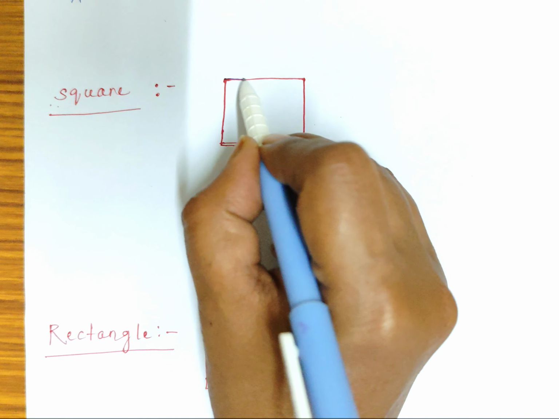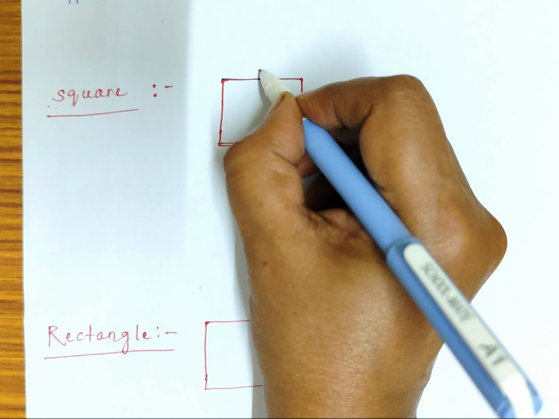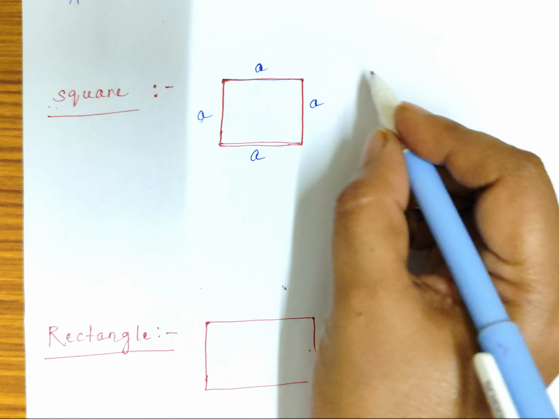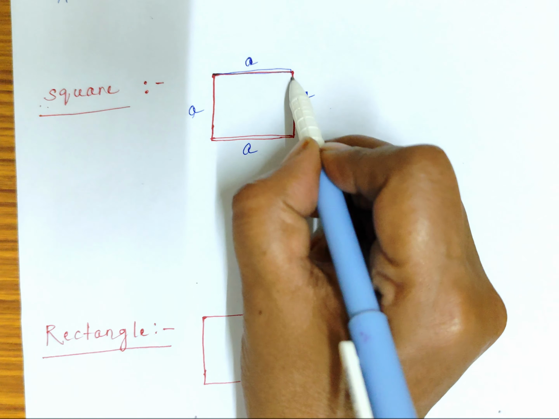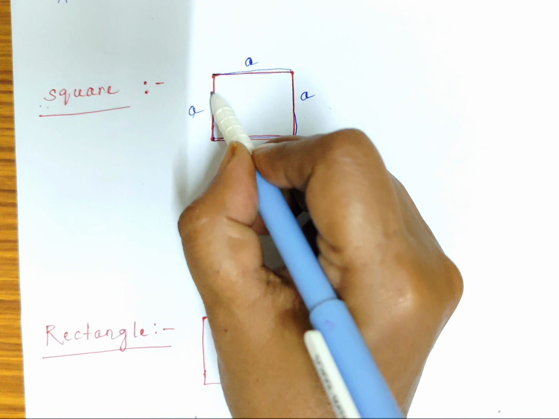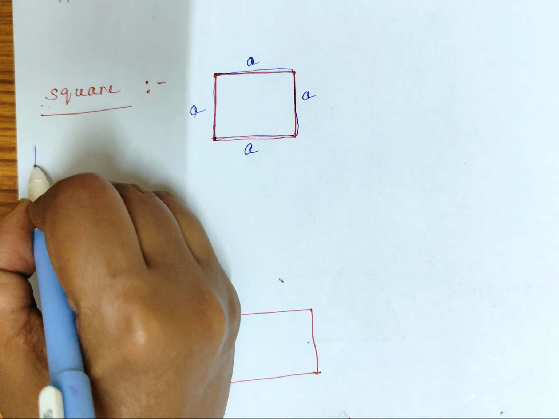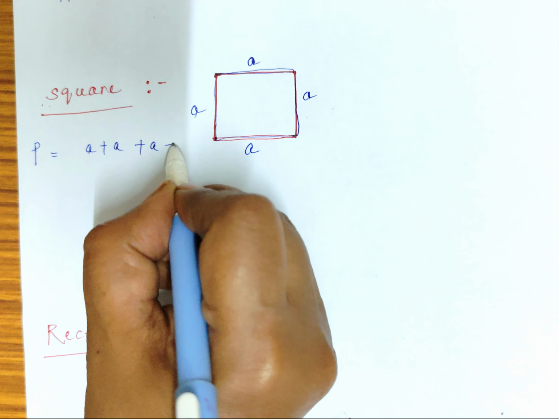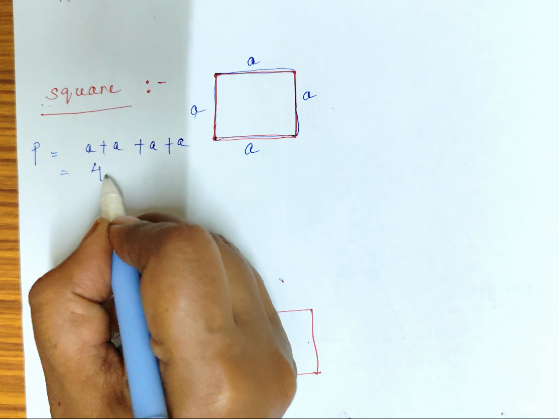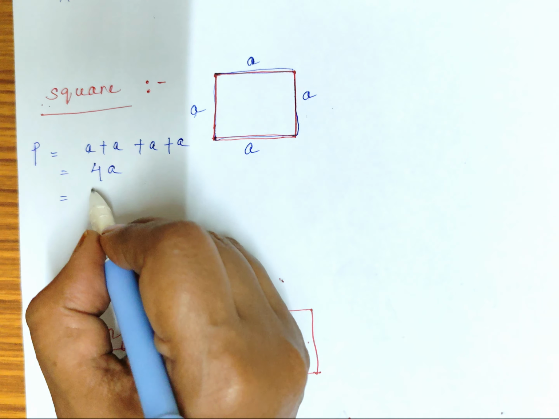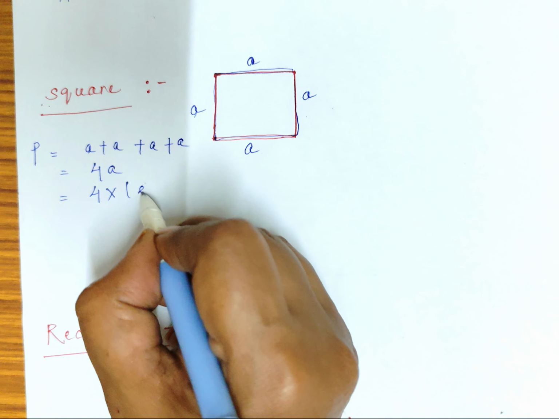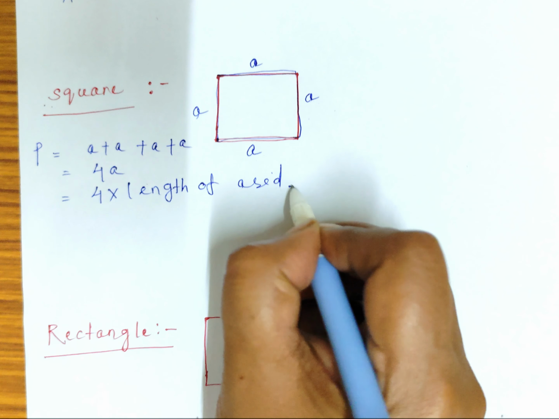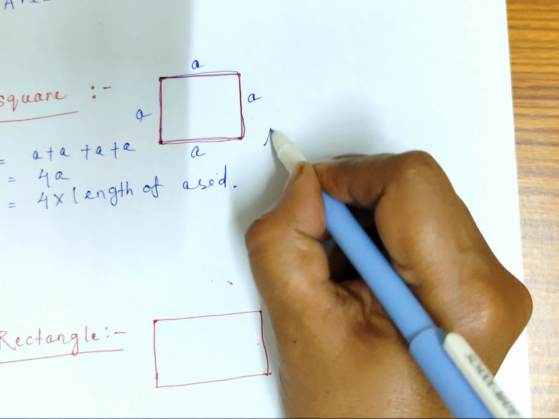Okay, square means what? All the sides are equal, right? If it is A, it becomes A. So all the four sides. The total distance of the boundary line is called perimeter. So in this case, P is equal to A plus A plus A plus A, that means 4A. So the perimeter of a square is nothing but 4 into the length of a side. Then we have to find out the area.